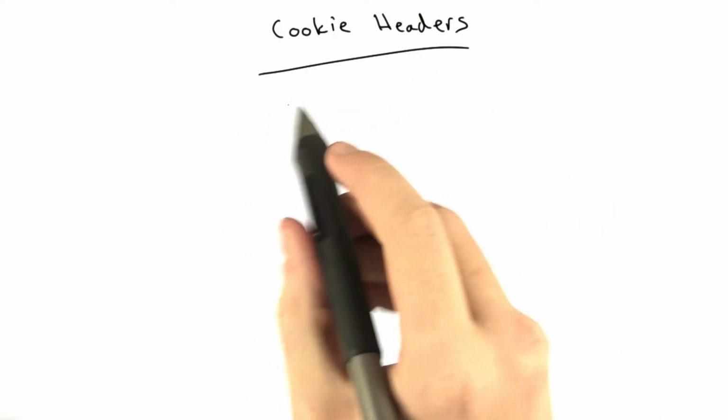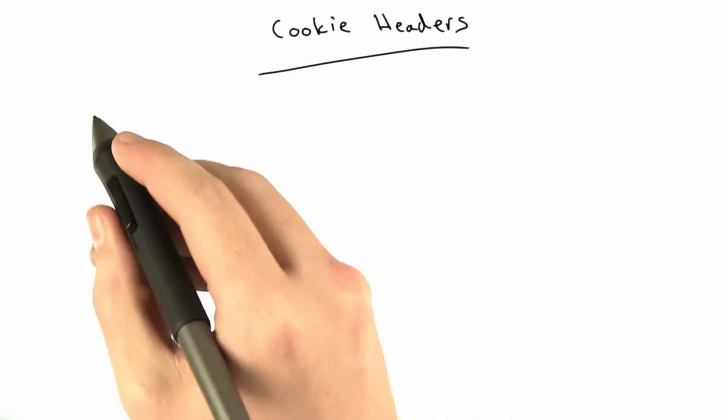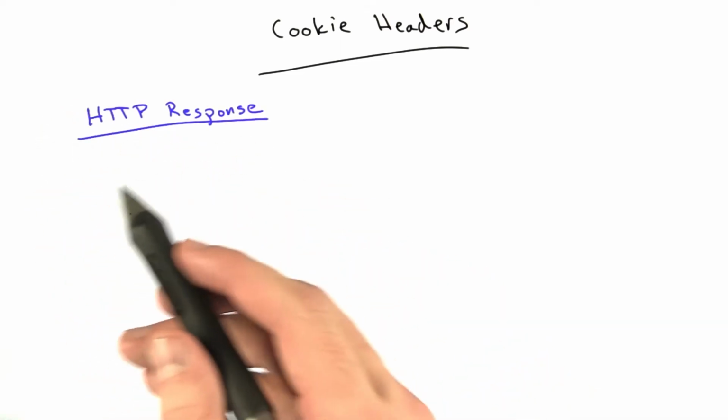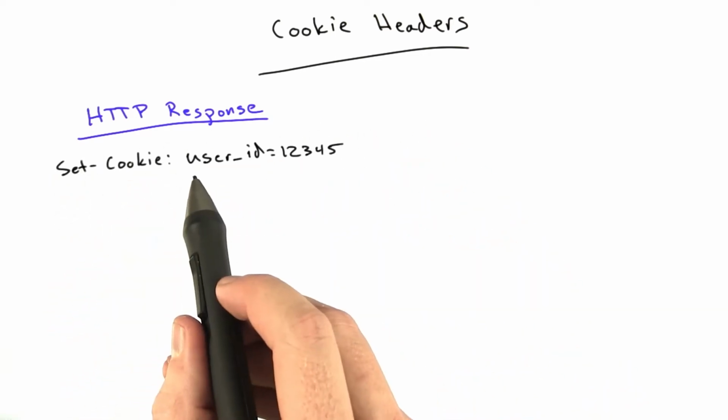Okay, so I alluded to this before. Cookies are sent in HTTP headers. So when a server in an HTTP response wants to give you a cookie, wants to assign a cookie to your browser, it uses a header that looks something like this. The header name is set-cookie.